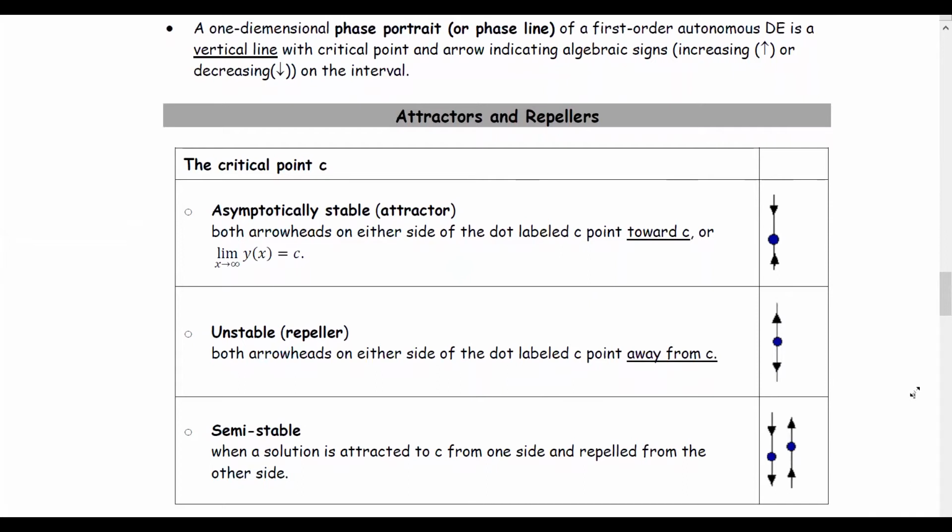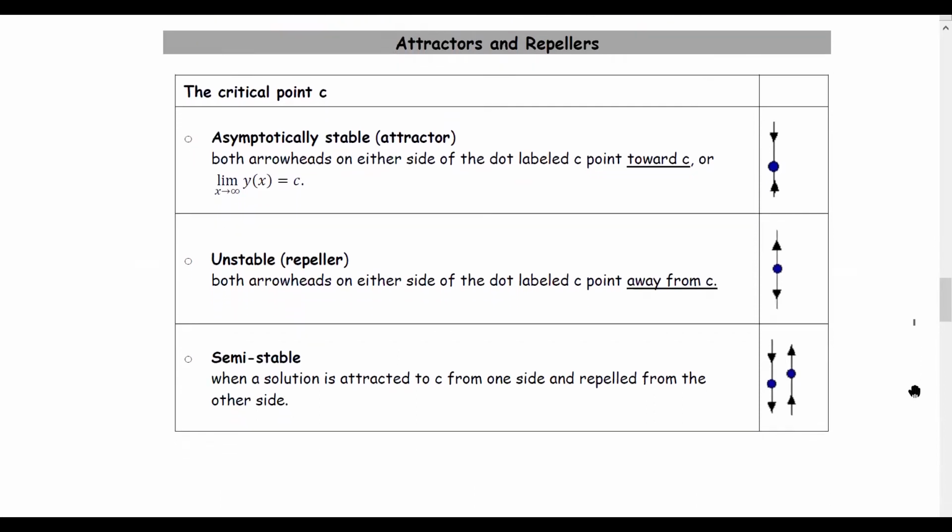The second case, the critical point is unstable, called a repeller, where both arrowheads on either side of the dot labeled c point away from the point c. The third is semi-stable, when a solution is attracted to c from one side and repelled from the other side.